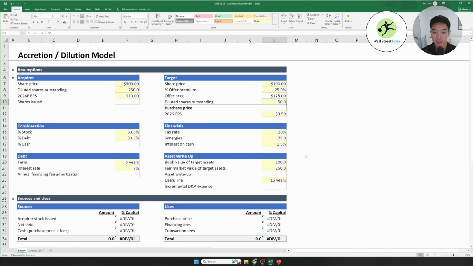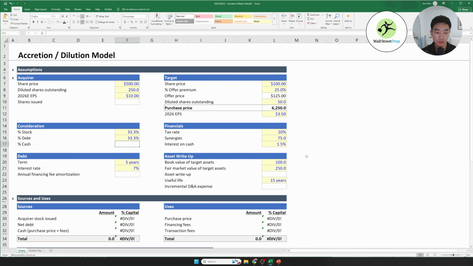We have 50 shares outstanding. So your purchase price is just your offer price times your shares. And so you're purchasing the company for $6.25 billion. Everything here is in millions. And then we just have a figure here that your earnings per share is $3.50. And then you have something here, consideration, right? So all of this will come into play later.